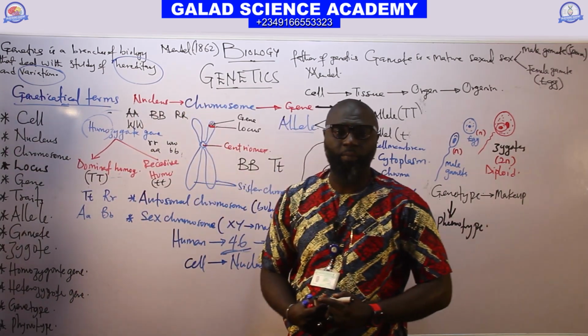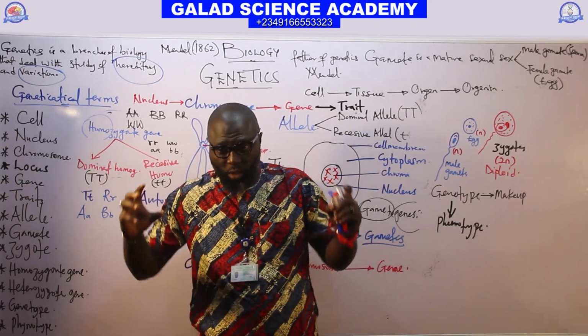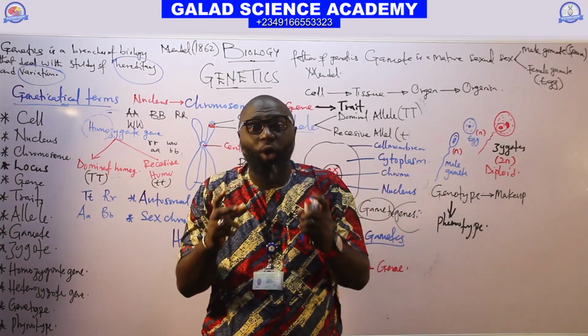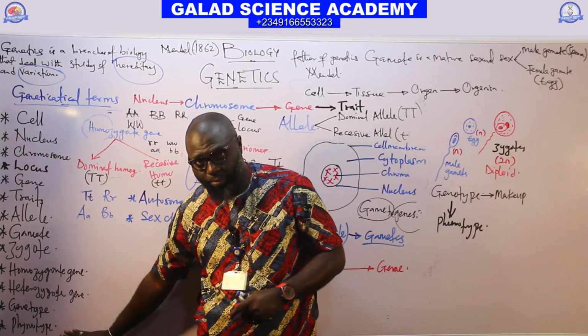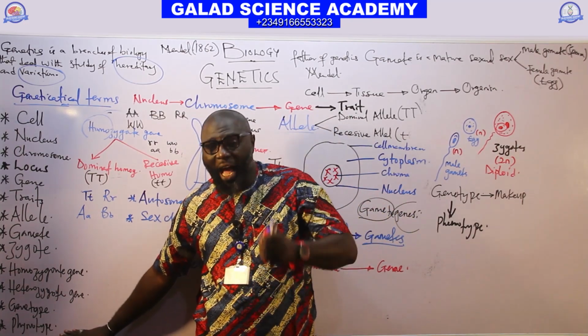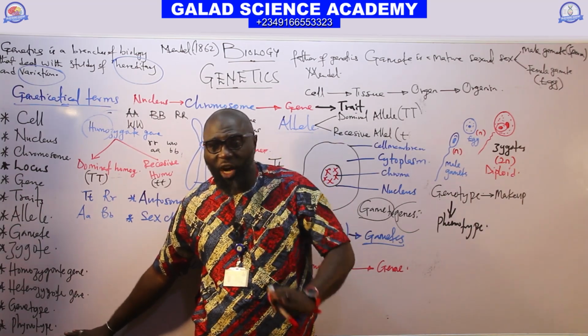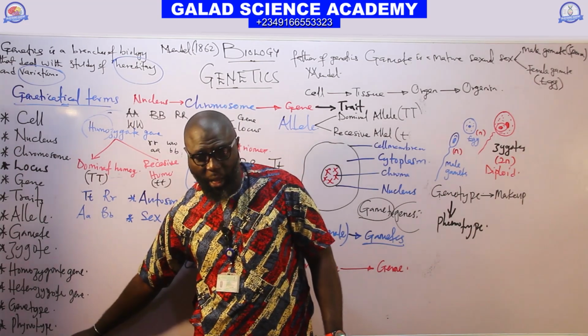What is phenotype? Phenotype is the outward appearance, or the physical appearance, possessed by a living organism. The outward appearance or physical appearance possessed by a living organism, we call it phenotype.